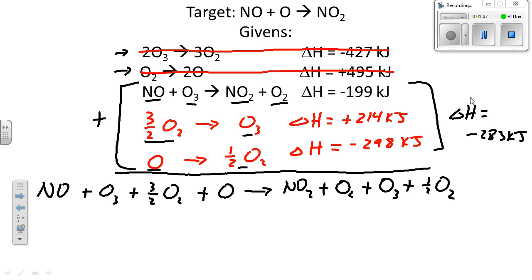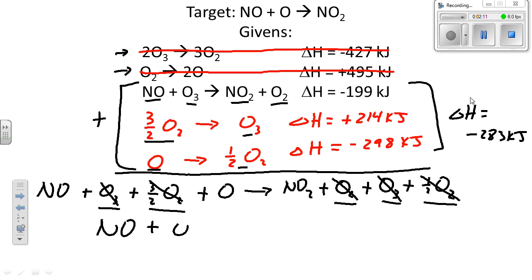All right, so let's look and see what we've got going on this equation down here. So I see, for example, that I have O3 on both sides of the equation, so they will just cancel out. All right, next I have the oxygens. I have 3 halves oxygens over here. Well, I have 1 full oxygen and another half of an oxygen. So adding these 2 together clears this one out.